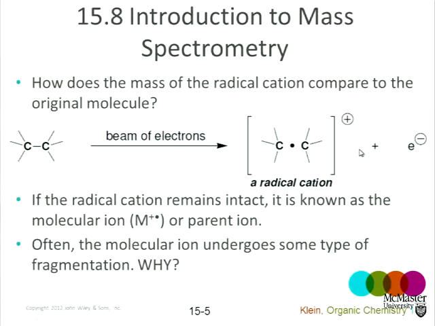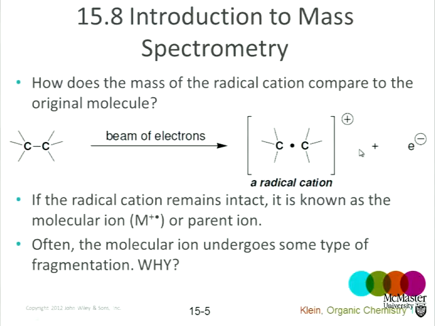The mass of the radical cation is essentially the same as the mass of the molecule. I've knocked an electron out, but electrons have very little mass, right? 1/1800th of the mass of a hydrogen atom. So that when I do this, the radical cation still has the same mass, to all intents and purposes, as the neutral that I started with. If the radical cation remains intact, it's commonly known as the molecular ion or the parent ion of the compound that I have ionized.